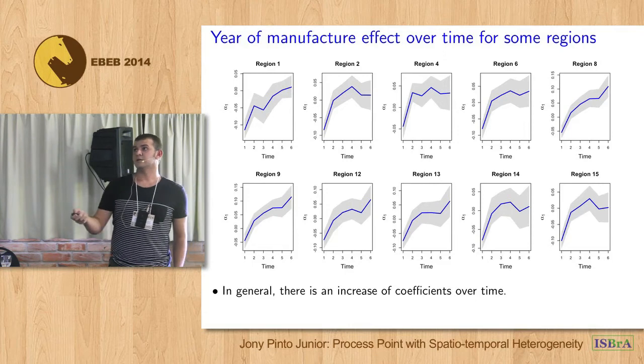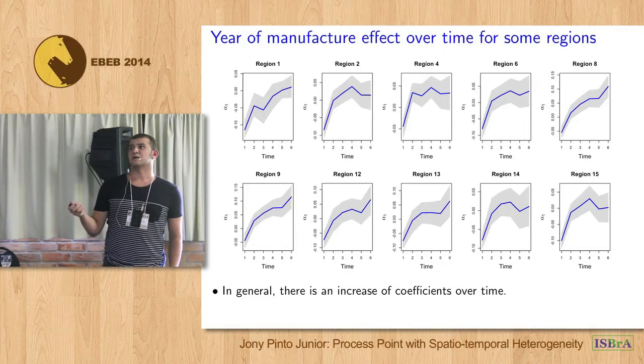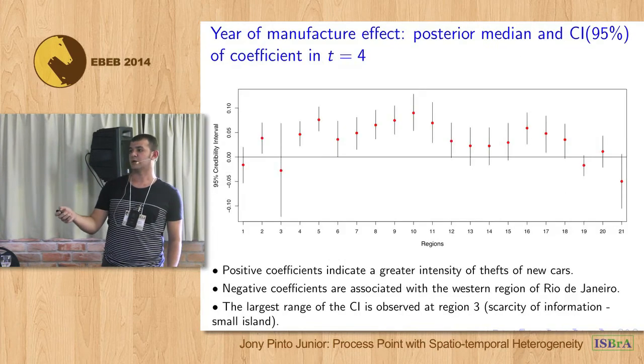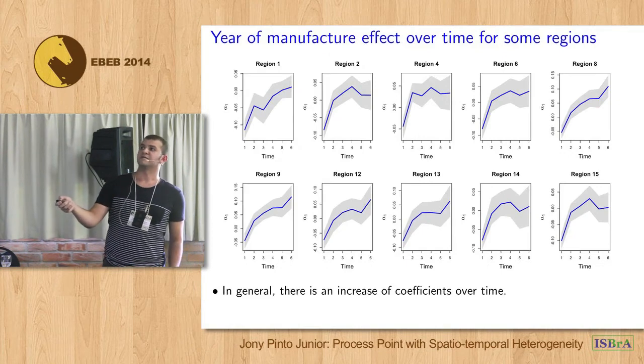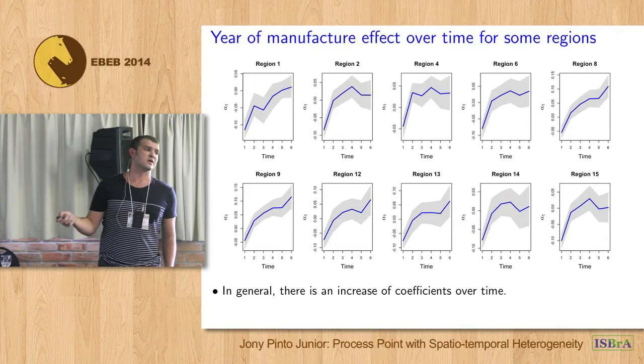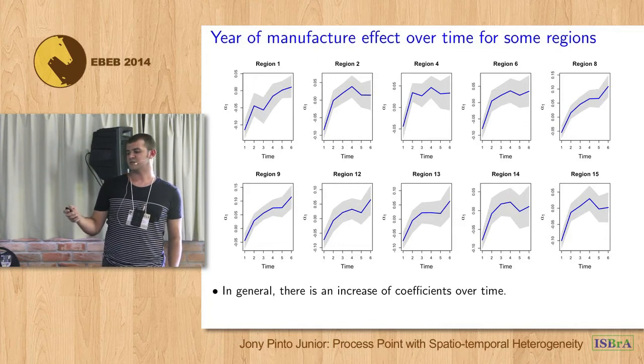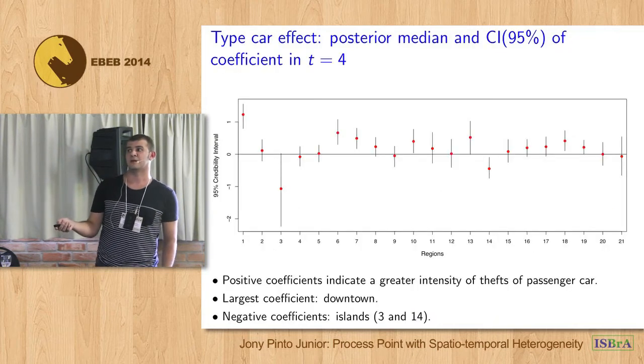So here we have the year of manufacture effect over time for some regions. As we can see, we have a temporal variation here, and looking at the spatial variation and the temporal variation, we can say the effect of year of manufacture varies over space and time.